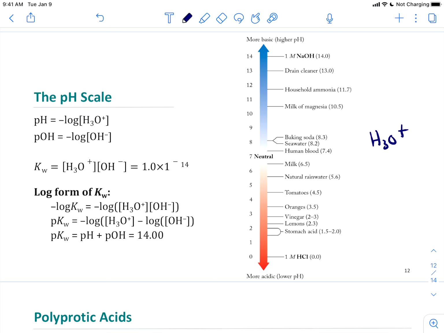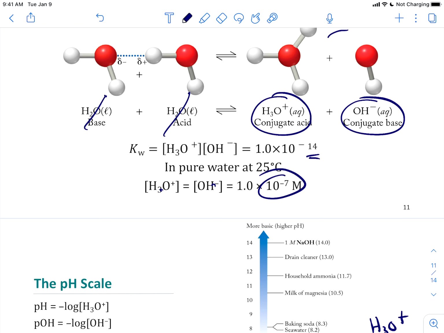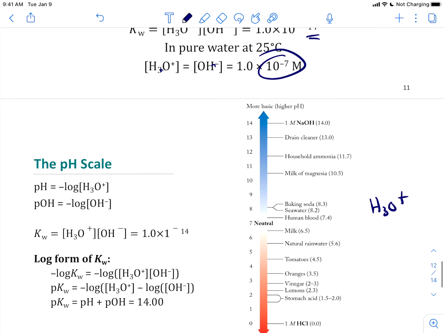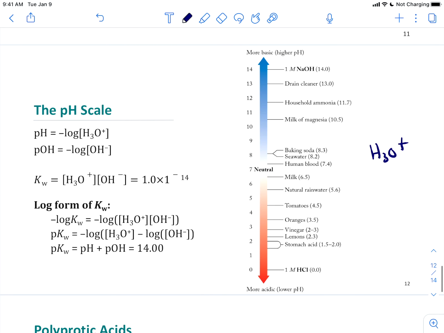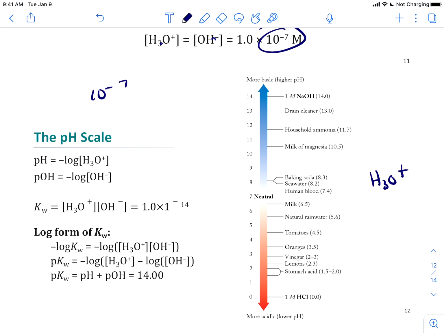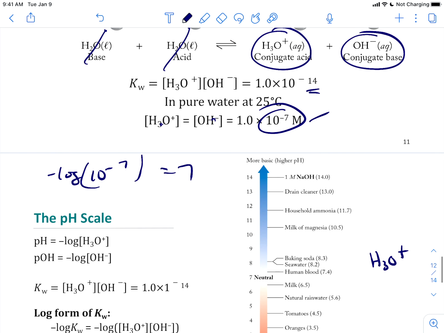So pH is simply the negative log of that concentration. We use negative log simply because our brains don't work very well with negative exponents. That's really what it is. It's convenience. So we see that if we have 10 to the minus 7, the negative log of that is simply 7. So neutral water will have equal amounts of these, and the pH will be 7.